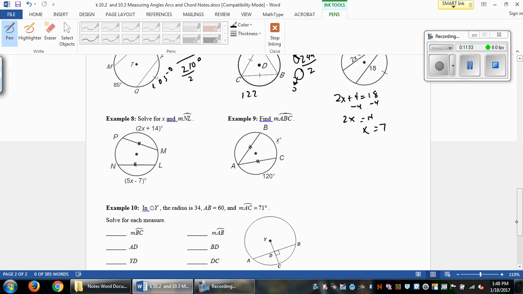Okay. Same thing for number 8. We have the chords congruent, so the arcs are going to be congruent. So in order to solve and then plug in, we just set them equal to each other. Okay, subtract 2x. And we can add the 7.